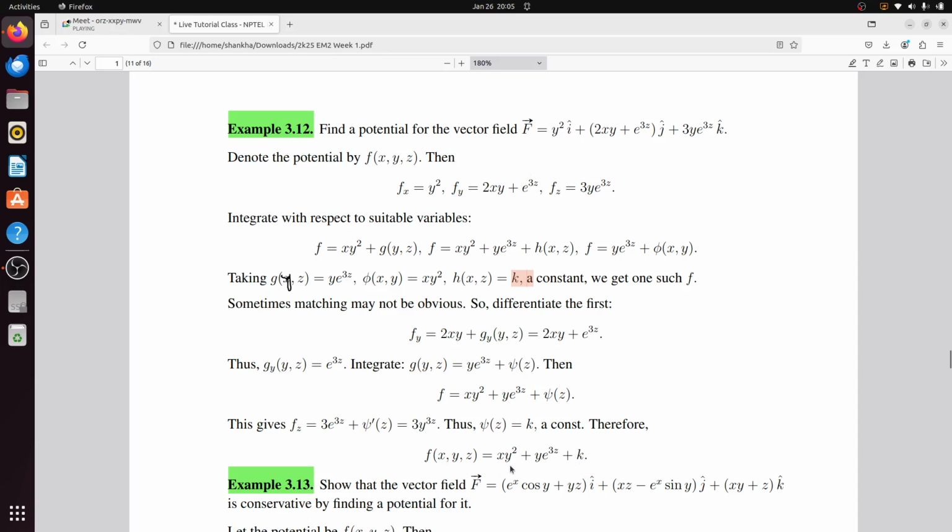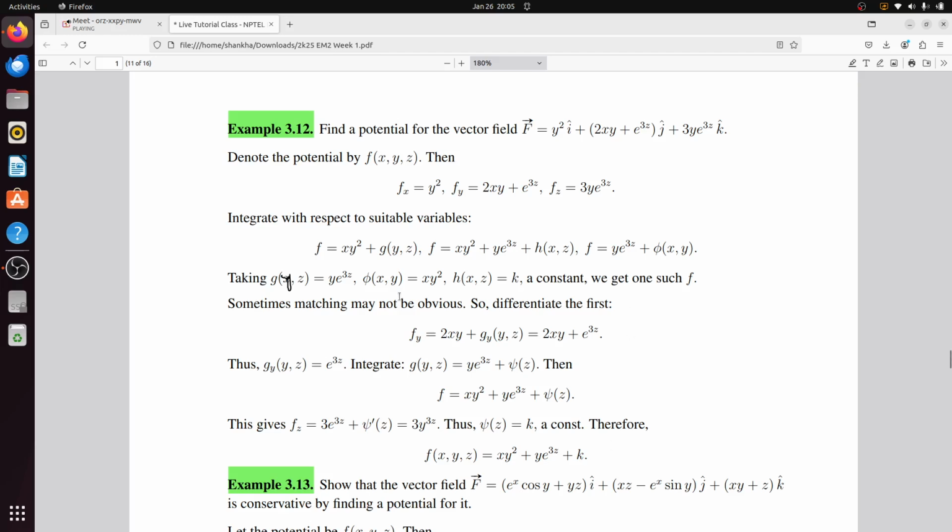Sir, solved. Yes. Yes sir, solved. Okay, I have solved it sir. xy square plus y e to the power 3z is the answer, right? Okay.